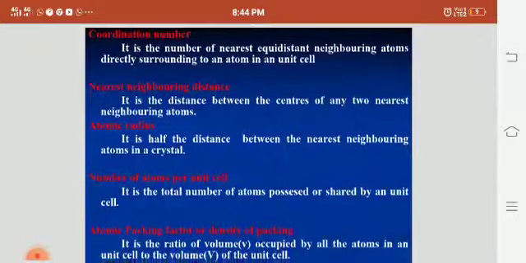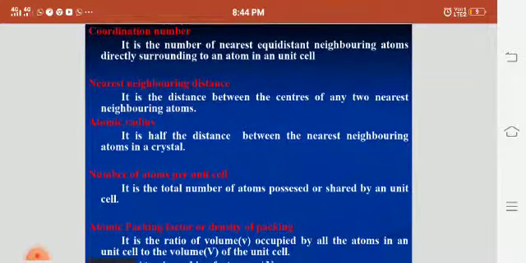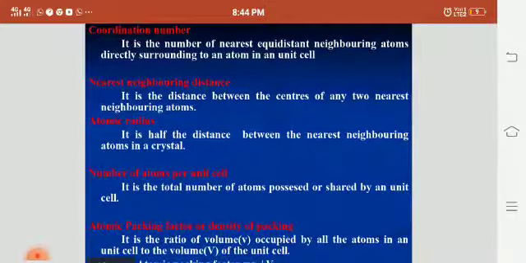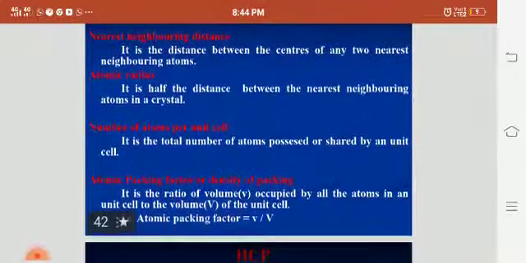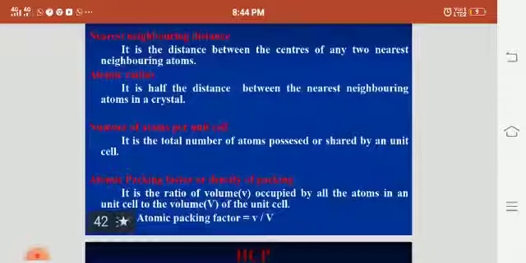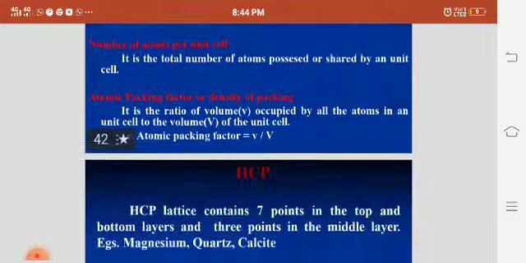Then we have atomic radius. It is half the distance between the nearest neighboring atoms in the crystal. The number of atoms per unit cell is the total number of atoms possessed or shared by a unit cell. Then we have atomic packing factor, or density of packing. It is the ratio of volume occupied by all the atoms in a unit cell to the volume of the unit cell, that is small v divided by capital V.